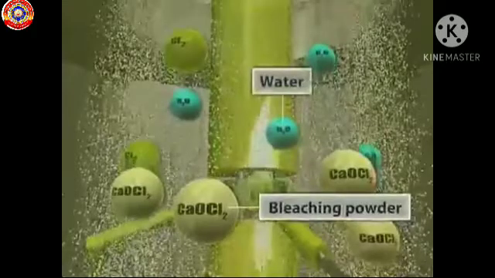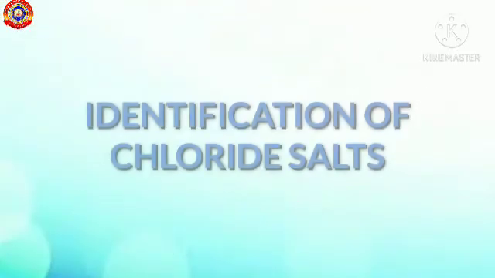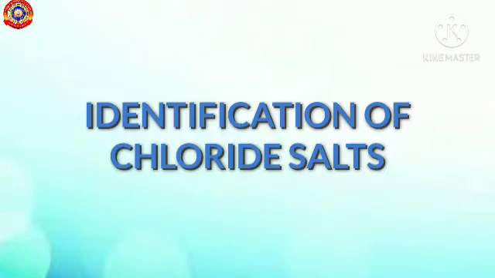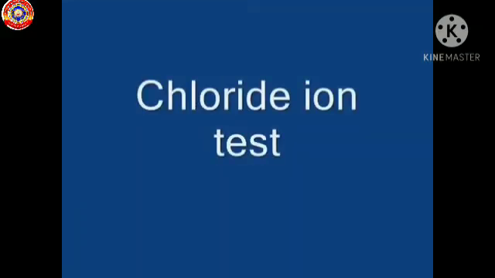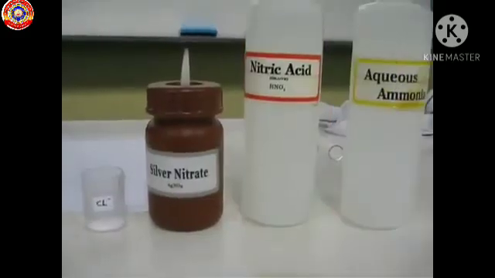Do you know why bleaching powder is used as a disinfectant? It is because when bleaching powder reacts with the water, chlorine is liberated. This chlorine helps in the disinfection. Understood? Alright. Next we will learn about how to identify chloride salt. For that, let's see an experiment.